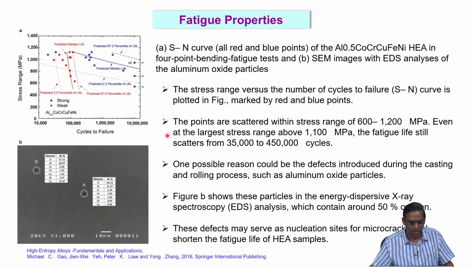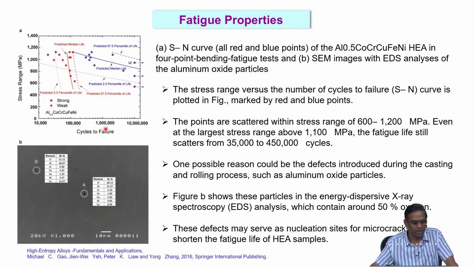For fatigue, you have a typical SN curve, that is stress range versus number of cycles to failure. What normally people characterize out of this plot is an endurance limit. So, you can see that the tests are conducted all the way up to 10 to the power 7 cycles, right. And then you have two kinds of trends. You have a strong fatigue property and another is a weak fatigue property.